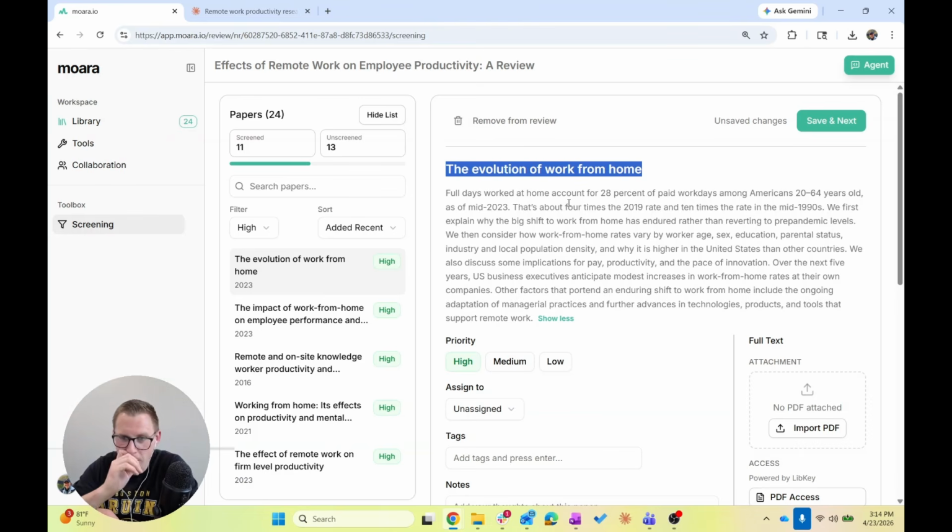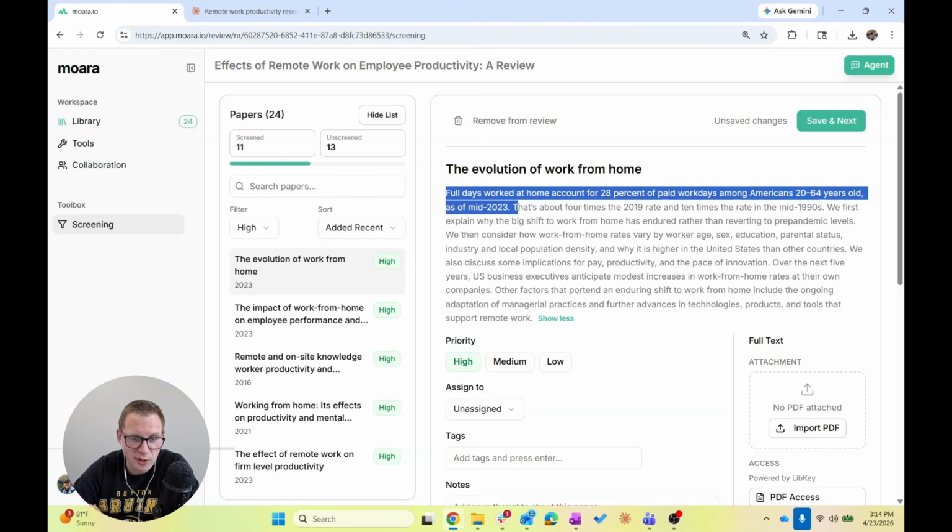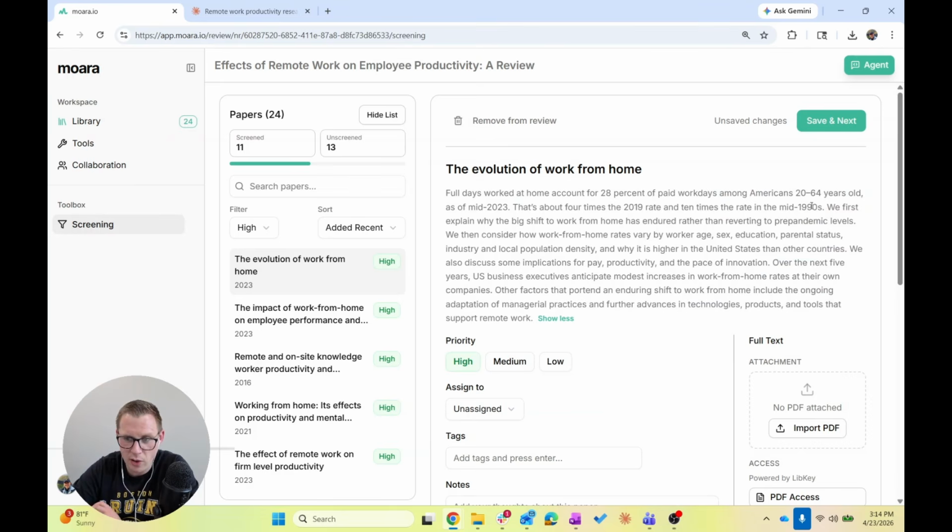Full days worked at home account for 28% of paid workdays among... So right off the bat, we don't want summary statistics, right? That's not the study we're looking for. That's 4 times the 2019 rate. Okay, so this is more describing the importance of the study. We first explained why the big shift to work from home has endured rather than reverted to pre-pandemic levels. We then considered how work from home rates vary. We also discussed some implications for pay, productivity. Okay, right there. That's all I need to read.